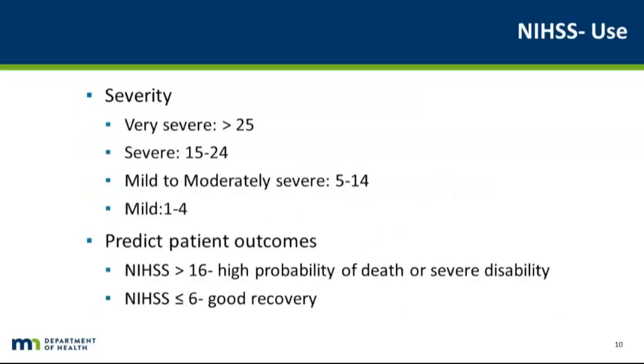It is used as a severity tool that helps to predict patient outcomes. Scores ranging from 1 to 4 are considered mild, 5 to 14 are mild to moderately severe, 15 to 24 are considered severe, and greater than 25 are very severe. As you can see here on this slide, an NIH Stroke Scale of greater than 16 has a high probability of death or severe disability, whereas an NIH Stroke Scale of less than 6 has a higher likelihood of a good recovery.